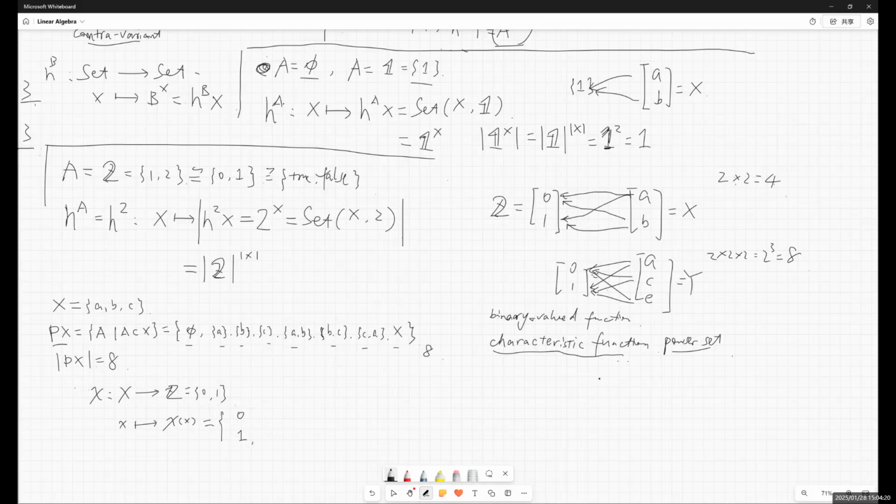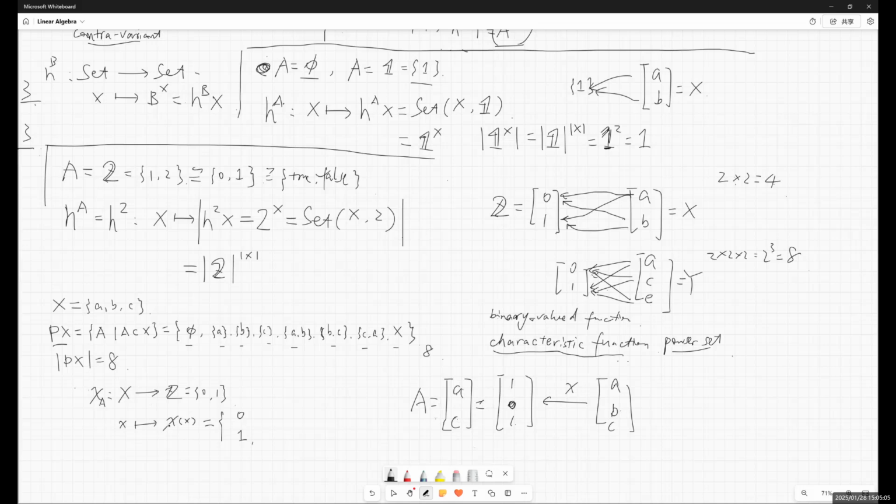So if we have A, B, C, by the characteristic function to map into 1 or 0, A maps to 1, B maps to 0, C maps to 1, then it forms a subset of A and C. B is excluded because here the value is 0. So we have subset AC, call it A.